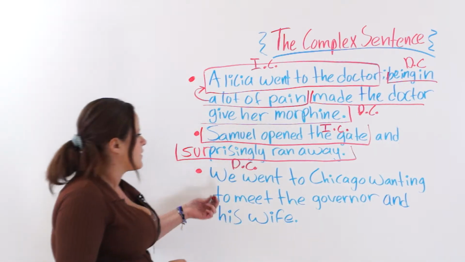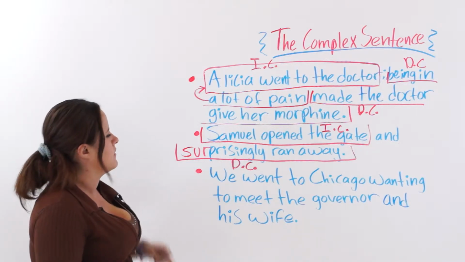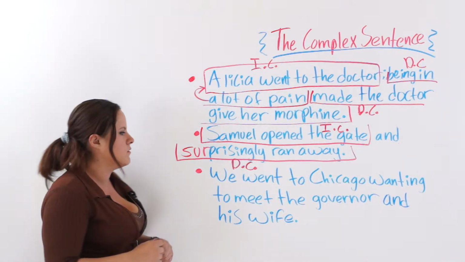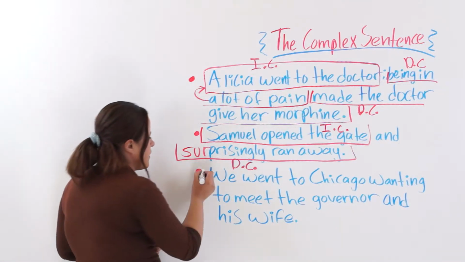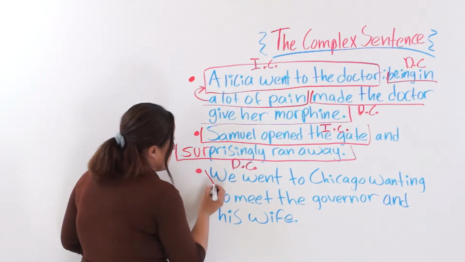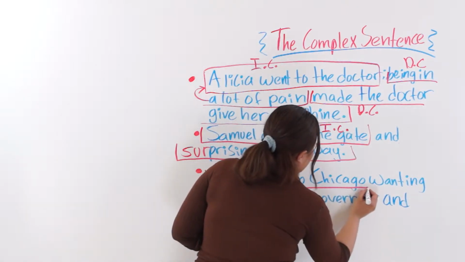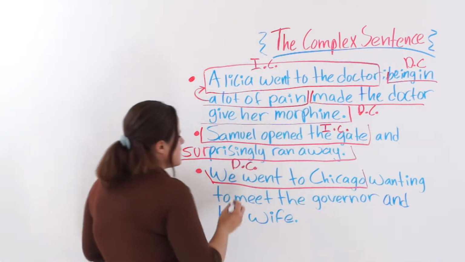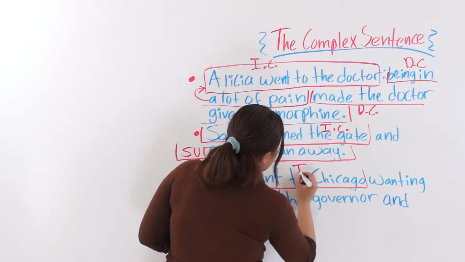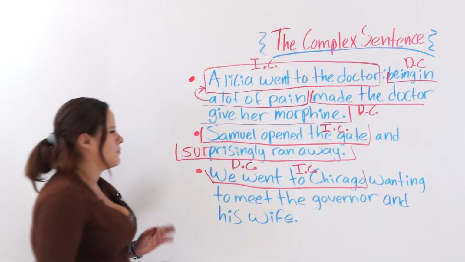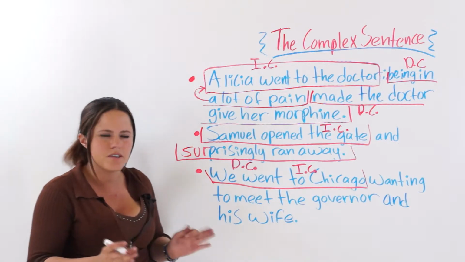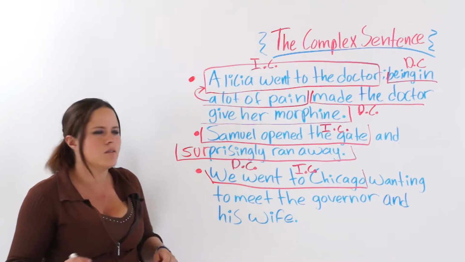All right. The next one, the last one, we went to Chicago wanting to meet the governor. We went to Chicago would be our first and only independent clause. We went to Chicago, period. It makes perfect sense in a sentence. We went to Chicago. All right?